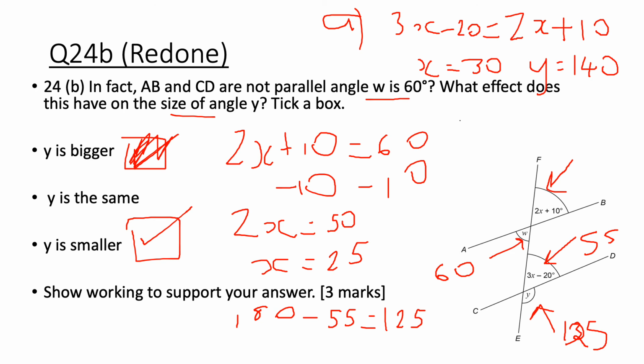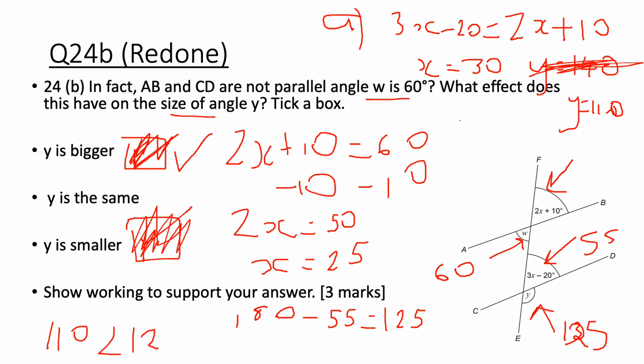So x is 25 actually. So x equals 30 there, and when x equals 30, 90 minus that is going to be 70. Sorry, that's going to be 110. Sorry, so my answer is bigger. Sorry, that was a mistake. So my answer to part B is that y is bigger, because 110 is smaller than 125. So that is my answer for that one. So part B, the answer is that y is bigger.